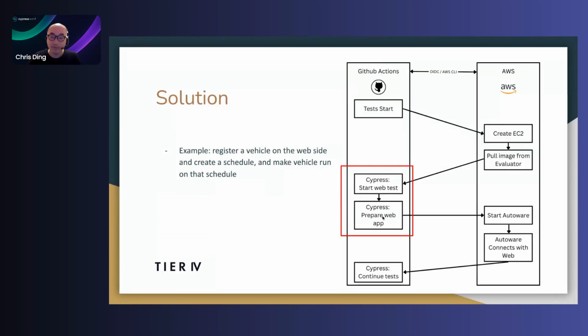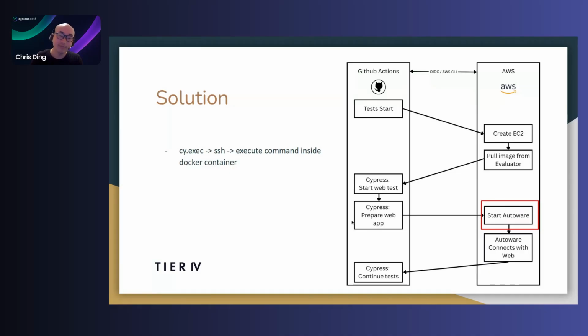So first we will have to prepare the web app, which is the red box right here. Once the web app is prepared, so this is pretty much like logging in and stuff, we would start Autoware. How we start Autoware is pretty much using cy.exec and executing commands to EC2 via SSH. And we execute those commands via SSH into the Docker container to start Autoware.